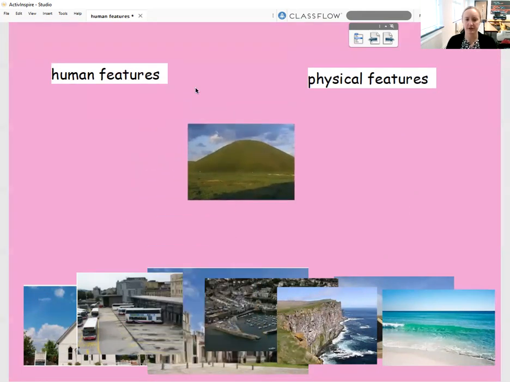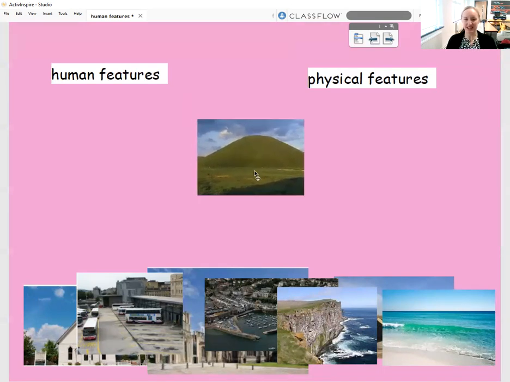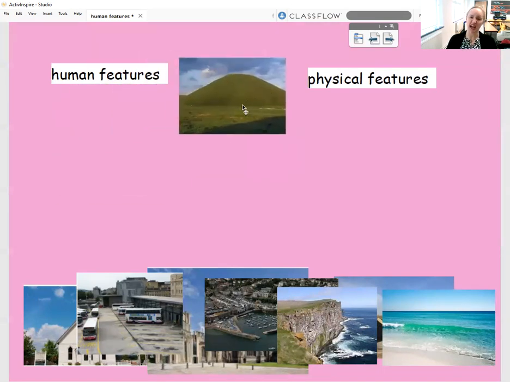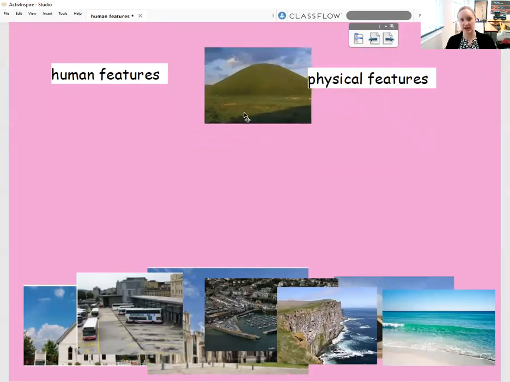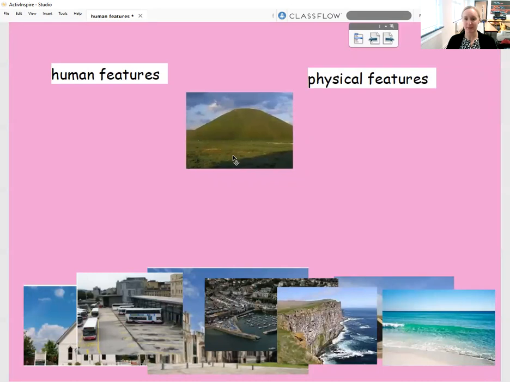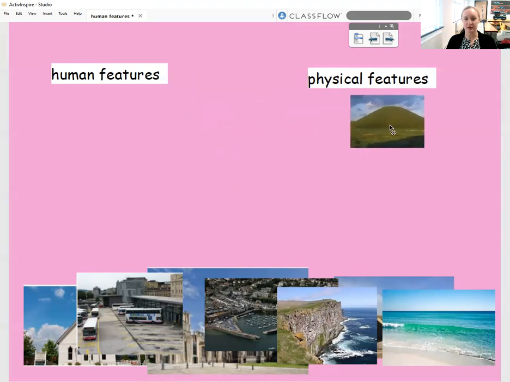So I'm going to choose this first picture here. Can you remember what it's called? Correct, it's a hill. So is a hill a human feature, has been built by somebody, or is a hill a physical feature, as in it's always been there and part of the landscape? Have a think. Well done if you said it's a physical feature.